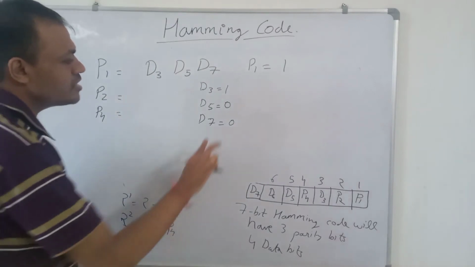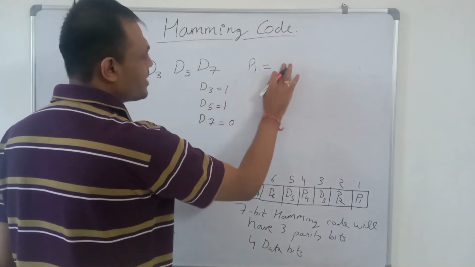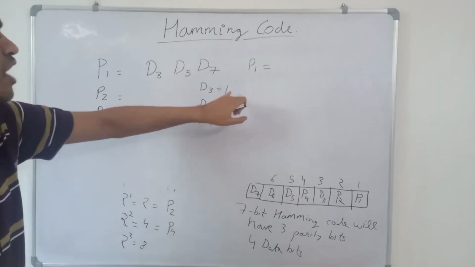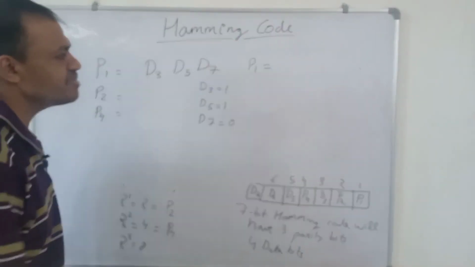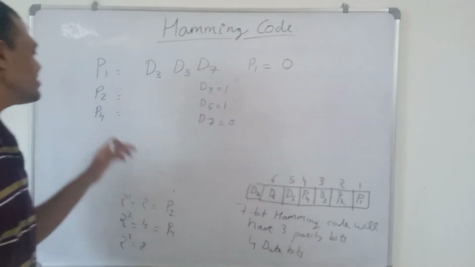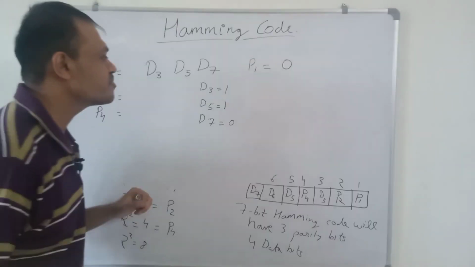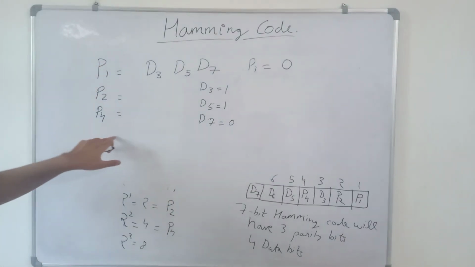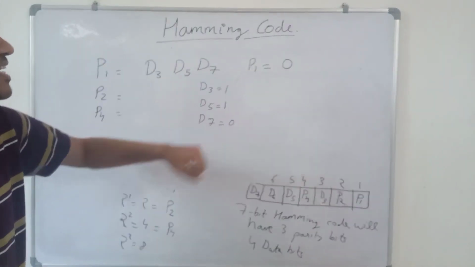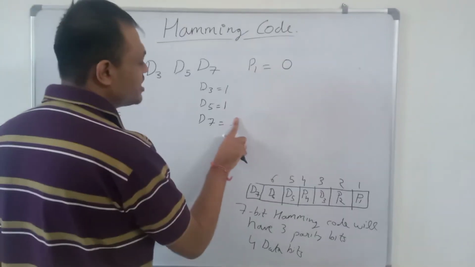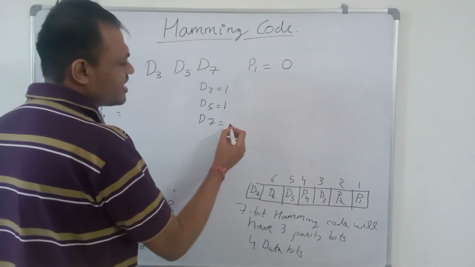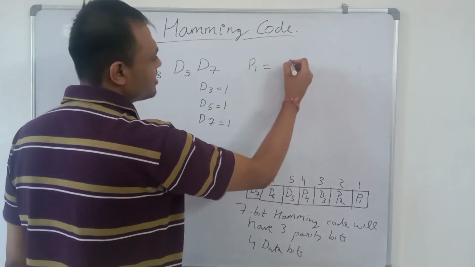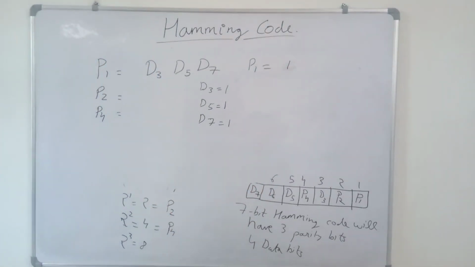Now I am taking the next case. Let's suppose D5 was 1. Now there are two ones already. So in this case P1 will be equal to 0, and similarly this will be followed for P2 and P4 also. If the data bits contain an even number of ones, then the parity bit will be 0, but if the data bits contain an odd number of ones, then the parity bit will be 1. So let's take one more case. If D3 is 1, D5 is 1 and D7 is also 1, now there are an odd number of ones. So in this case P1 will be equal to 1. So this is how we decide.